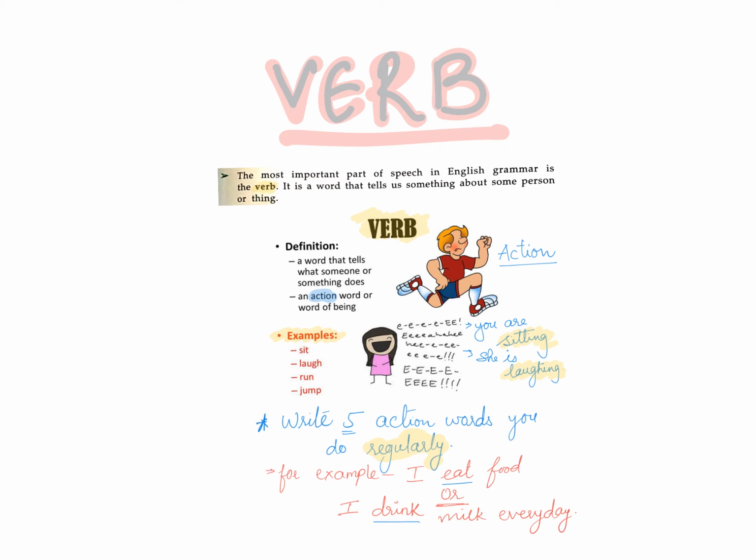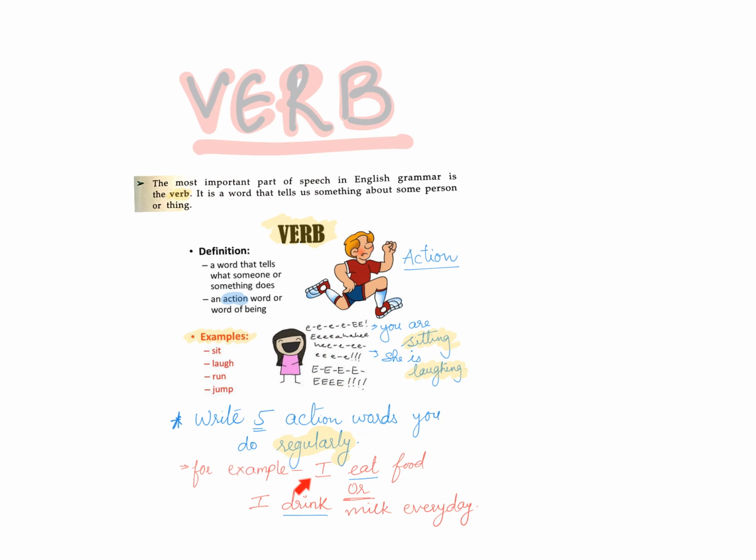Here is one task for you. Write 5 action words you do regularly. For example, I eat food, which I do regularly. I drink milk every day. Drink milk. I do this work regularly. Here are the 2 examples of the work I do regularly. Now, in the same way, you too share 5 action words that you do regularly.